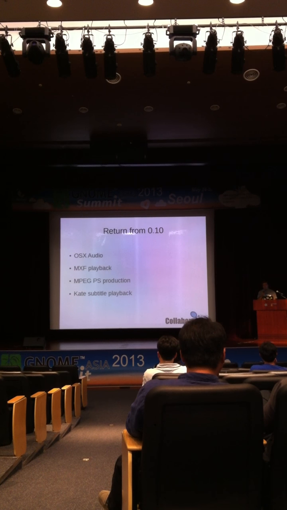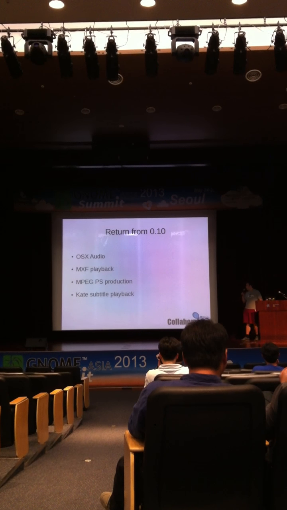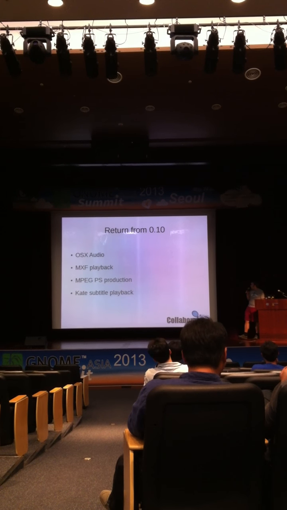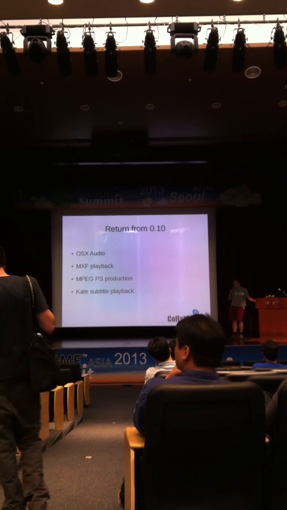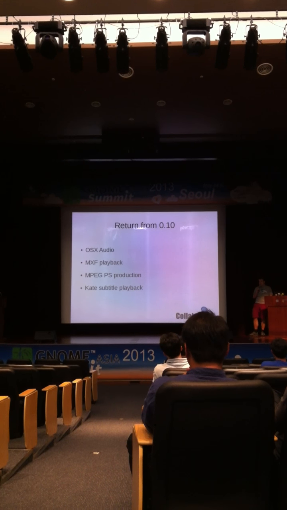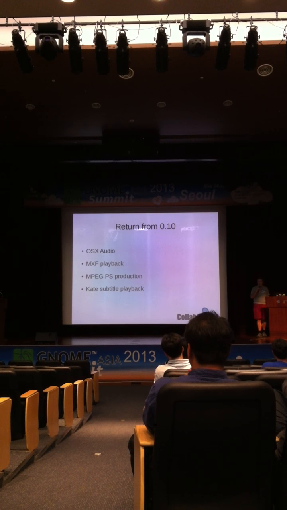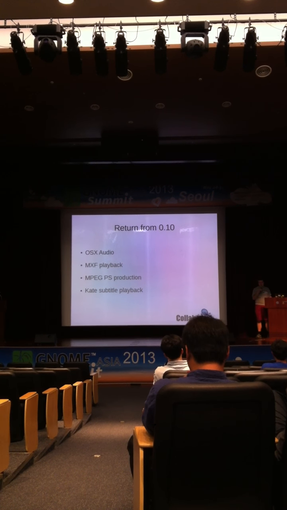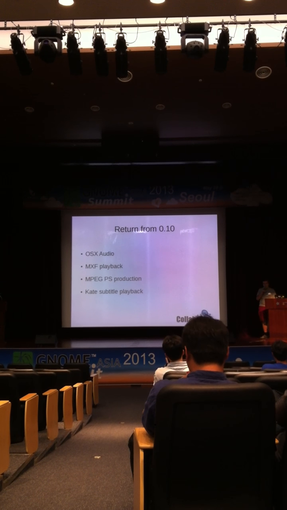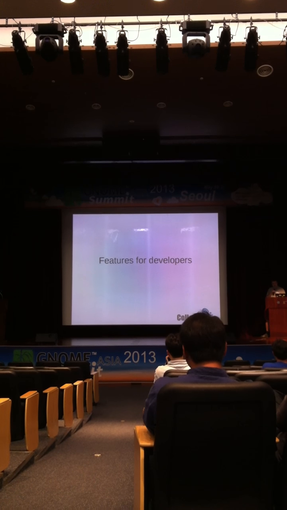Some of the features that were in 0.10 were never ported in the 1.0 timeframe, and now we've brought them back for 1.2. Among them are OS X audio support, playback for the professional MXF format, producing MPEG program stream files, such as those used for DVDs, and playback of DVB subtitles. I don't know if these are popular here, but they're interesting.